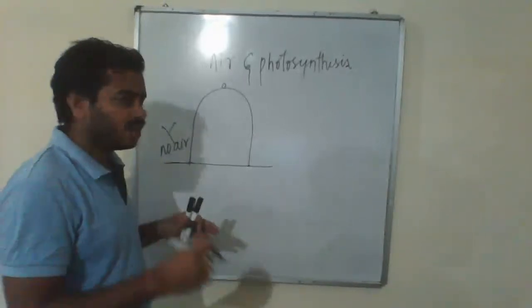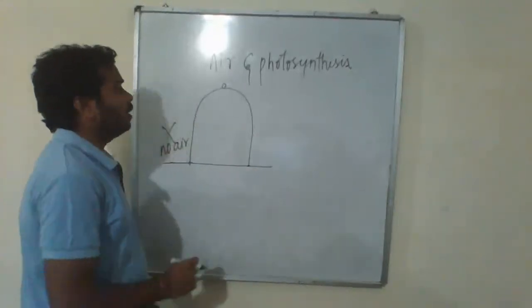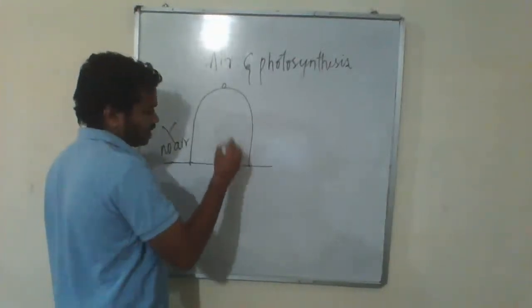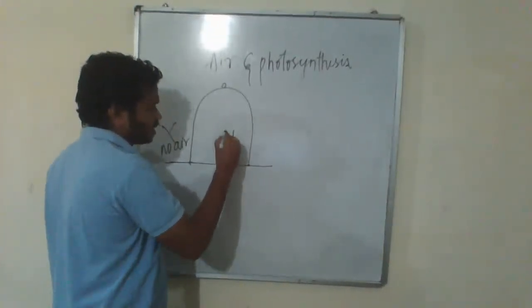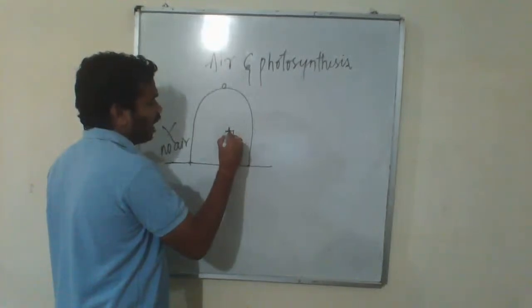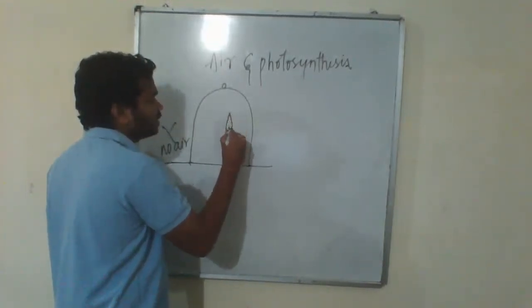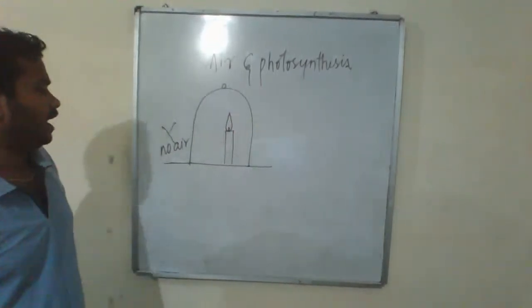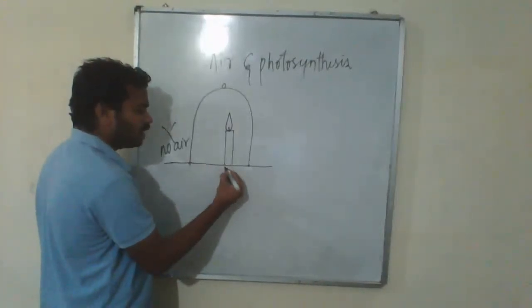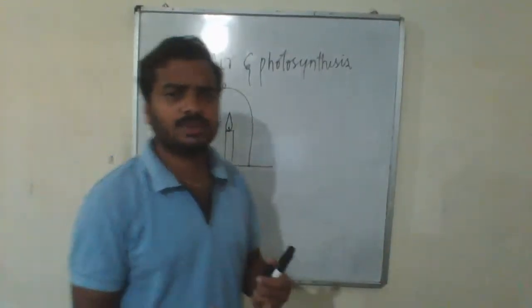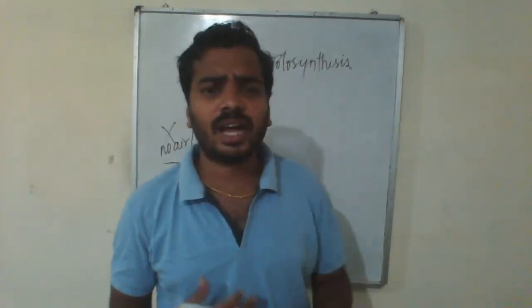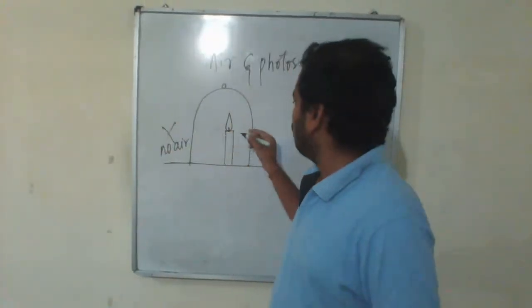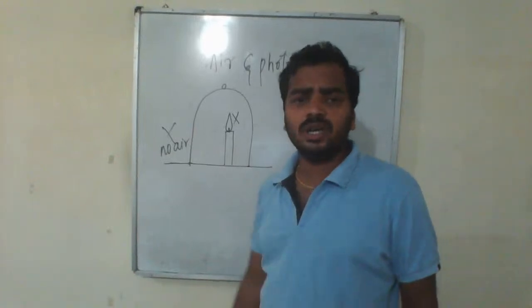You have to ensure that nothing enters this particular bell jar. Before placing this bell jar, he placed a candle. And he lit this candle. Then after some time, he started observing this candle. After some time, the candle was put off.